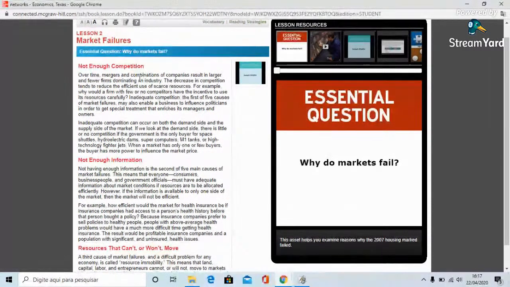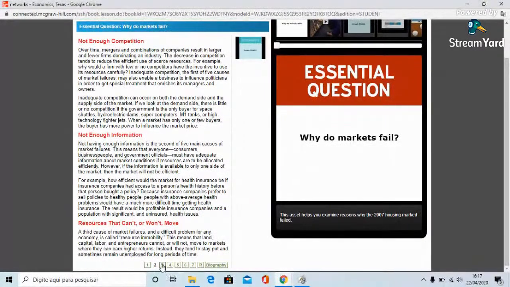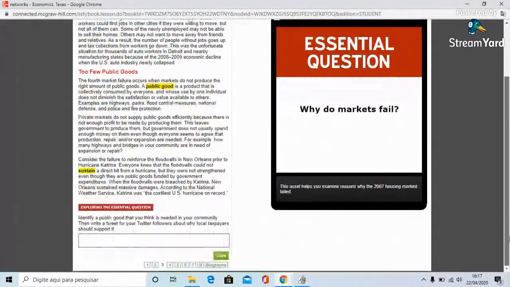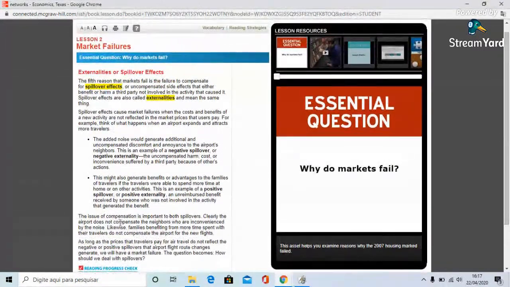Not enough competition. This is one. You need to make a drawing. Not enough information. Resources that can't or won't be moved. An entrepreneur, a business does not want to move the resources. Too few public goods. This is one of the reasons we have market failure. We talked a lot about spillovers or externalities. Remember, they're the same thing.